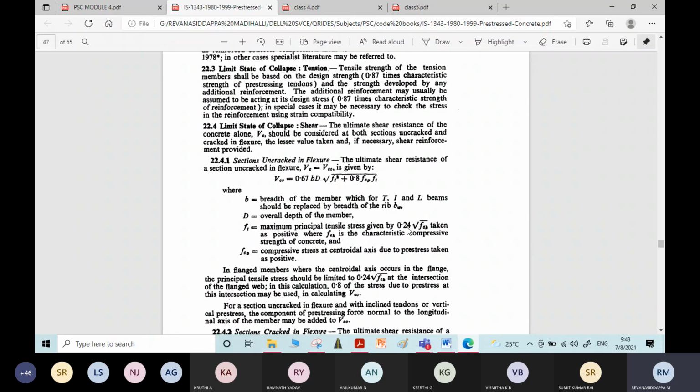Sometimes this ft value will be directly given in the problem. If it is not given, fck will be given. Using that fck, you can calculate ft by using this formula, that is 0.24 root of fck, you will get ft. And fcp is the compressive stress at the central axis due to pre-stress. That we can calculate. The pre-stressing force will be given, the area of the section will be given, P by A if you do, you will get fcp.